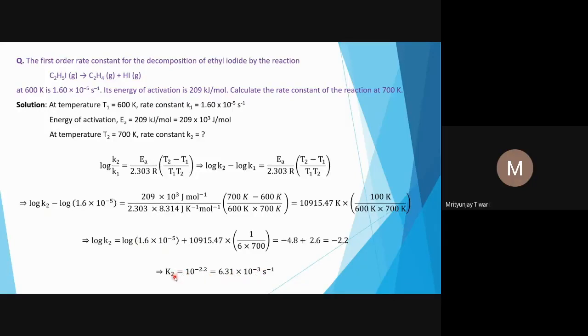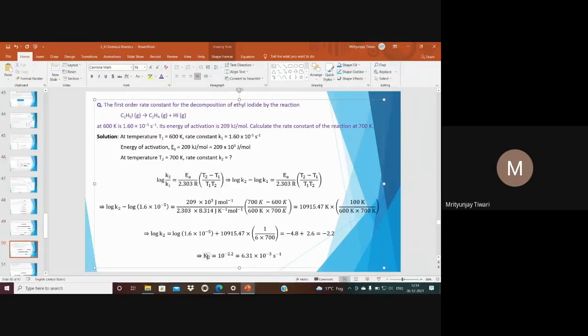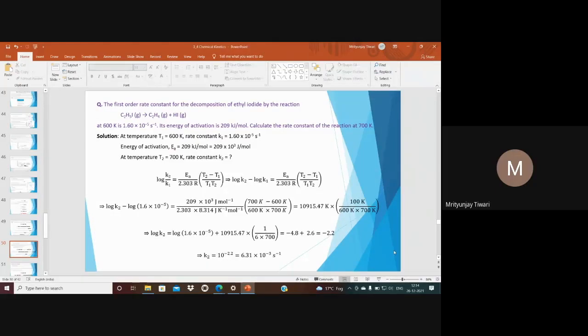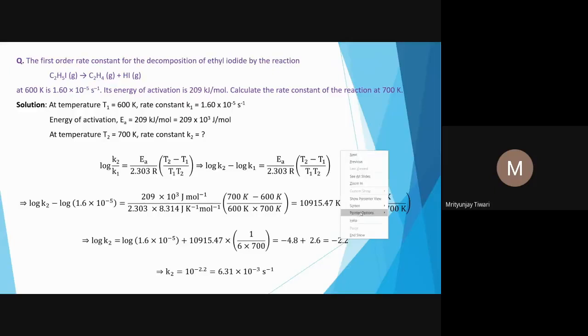And since it is a rate constant, we should put the unit here, and the rate constant unit is per second, so we'll write per second. And one minor error we have seen here is that this would be a smaller case letter. So K2 is equal to 6.31 into 10 to the power minus 3 per second.